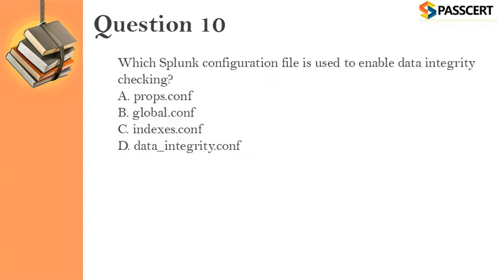Question 10. Which Splunk configuration file is used to enable data integrity checking? A. props.conf. B. global.conf. C. indexes.conf. D. data_integrity.conf. Answer: C.